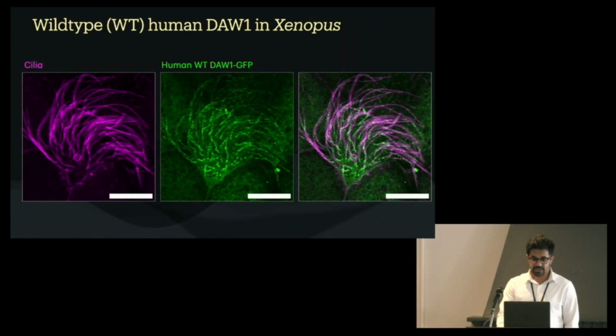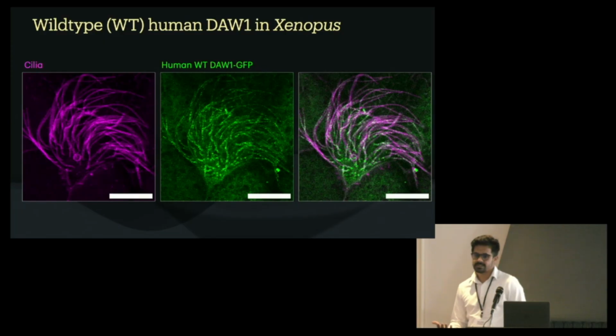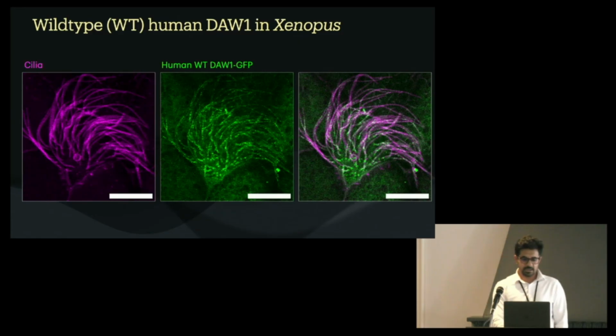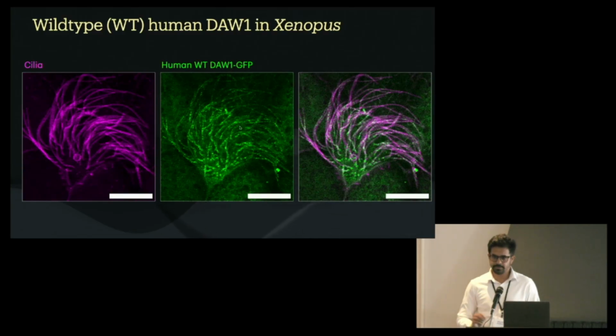And so the question now is, where is DAW1 localized? This is the localization of DAW1 in the center. This is a single multiciliated cell from the frog embryo. This is the cilia, or axonemes, labeled with the membrane, and this is the DAW1 GFP, of human DAW1 GFP, not Xenopus.